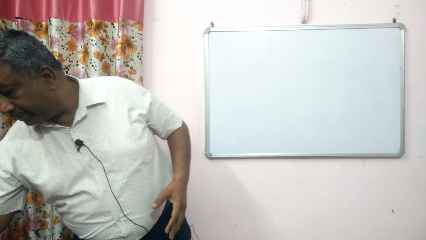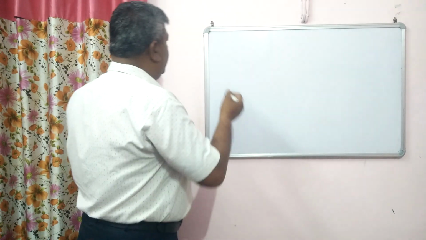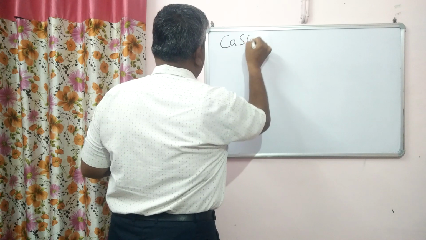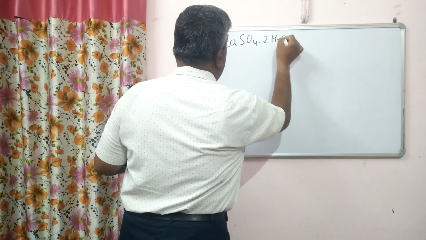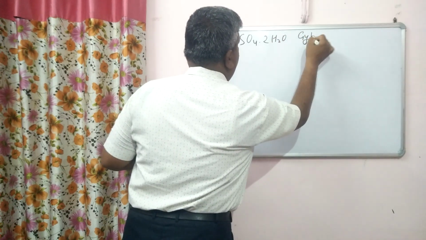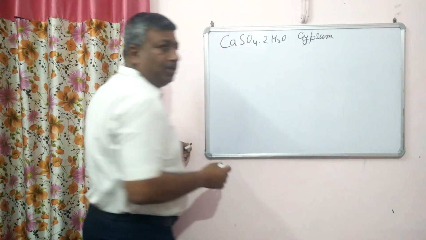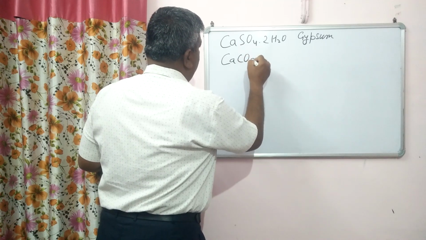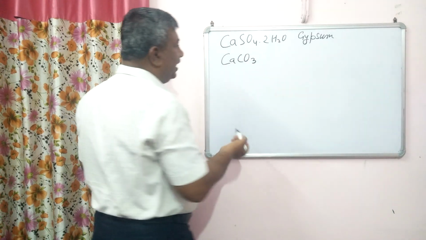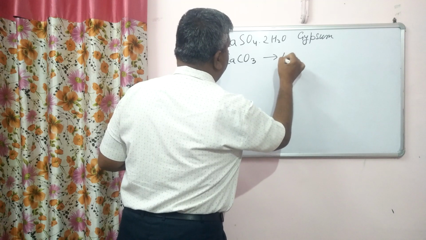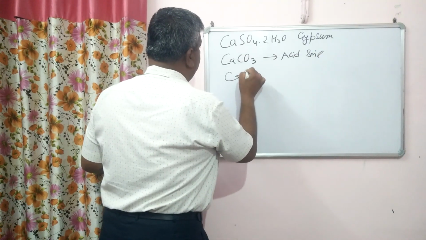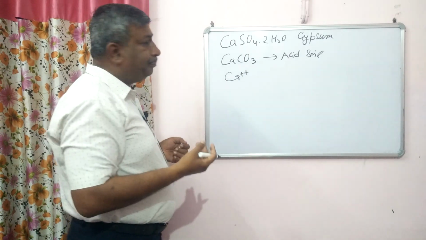What is the reason that gypsum is not used while it contains calcium? If we look into the chemical formula of gypsum, it is CaSO4·2H2O. This gypsum is used for reclamation of alkali soil, and for acid soil calcium carbonate, that is calcite, is used, and this calcium ion is responsible for reclamation of acid soil.